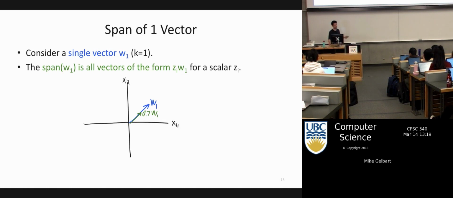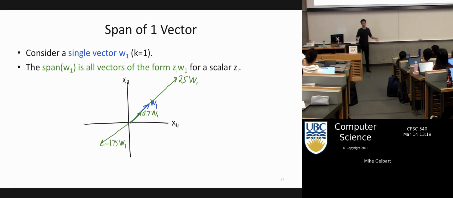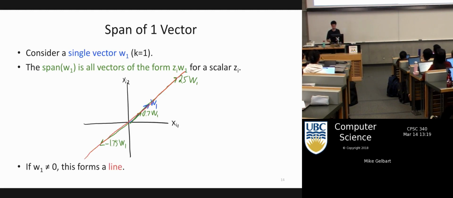I can do all kinds of things. I can multiply it by 0.7. I can multiply it by 2.5, by negative 1.75. So by multiplying this vector by some number, I can get myself along this line. So the span of this one basis vector is a line. And that's why when k equals 1, we're learning a line, basically.